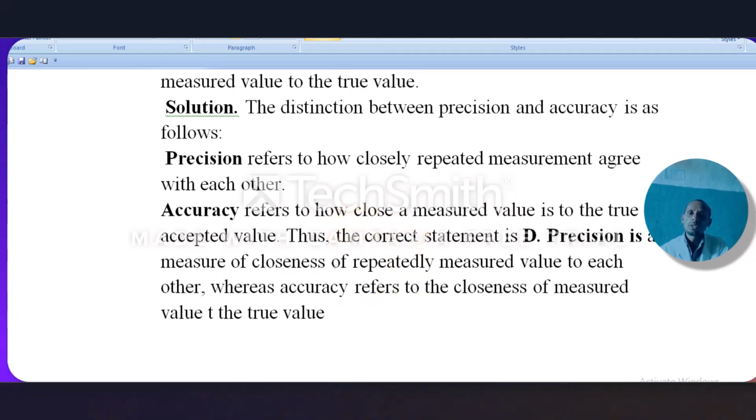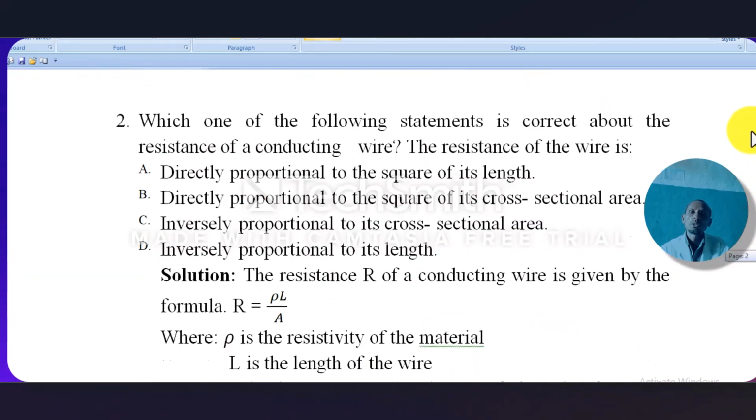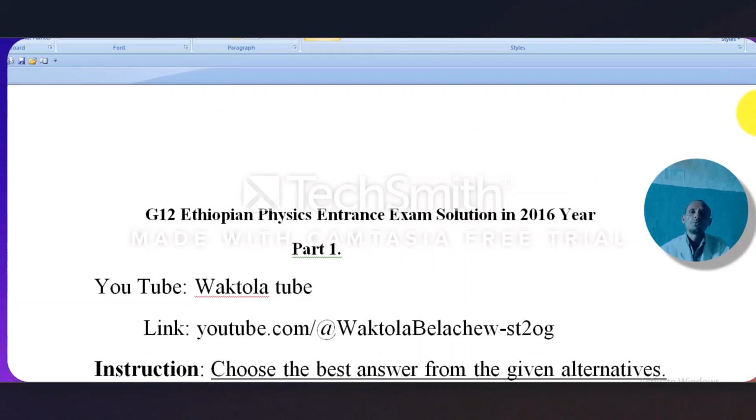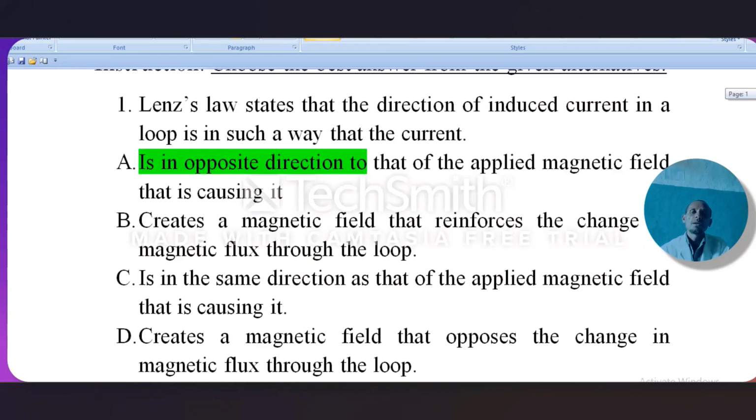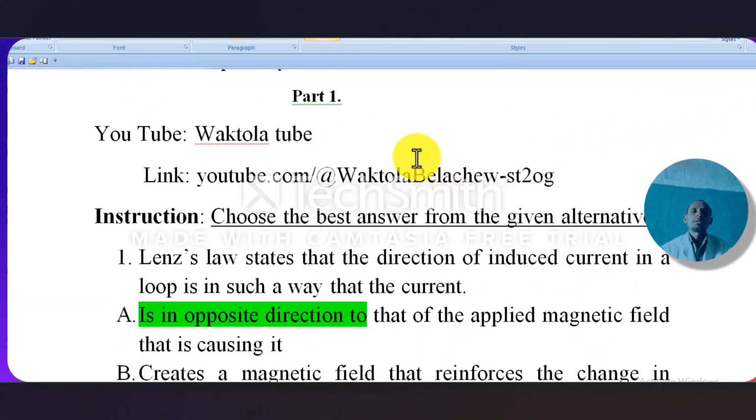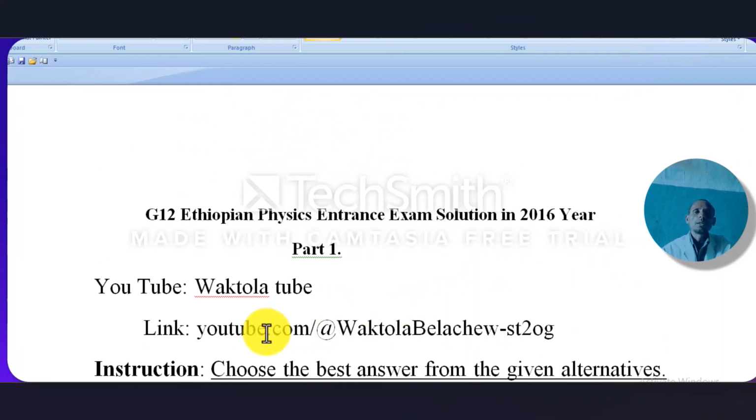In general, today we are discussing different questions concerning the grade 12 entrance exam, especially this question which students took in 2016. This is the grade 12 Ethiopian physics entrance exam solution in 2016.